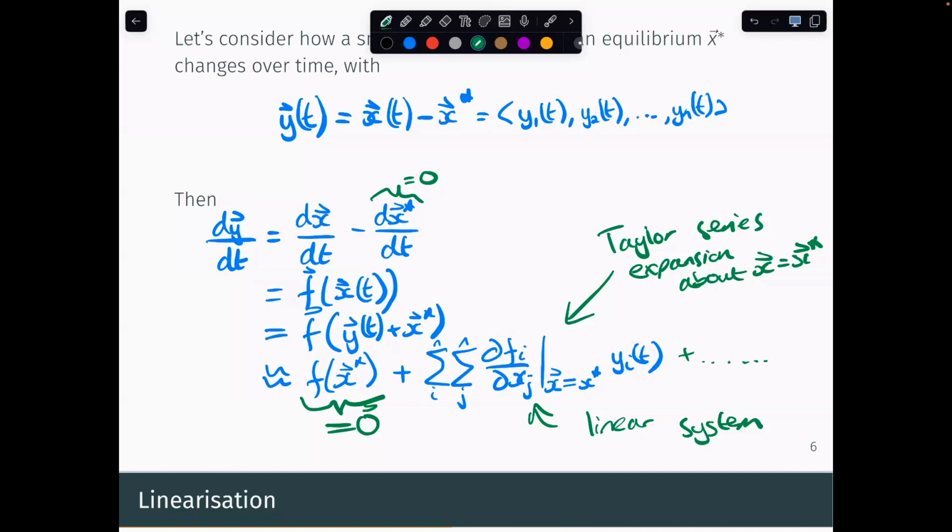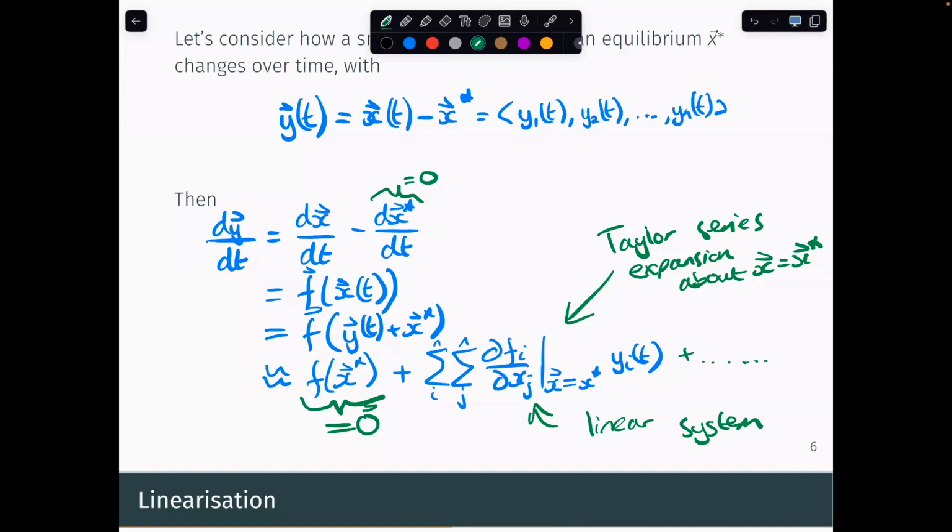However, because we're zooming in and assuming that everything is roughly linear, these terms, like y squareds and things like that, are of a much smaller size than y, because we're assuming that this is a small perturbation, so y is very small. Any other questions?